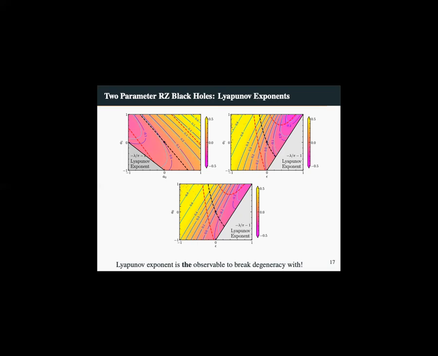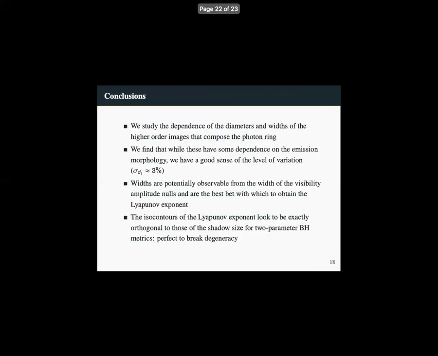And if you look at the angle between the shadow size and the Lyapunov exponent, this exactly breaks the degeneracy. So if we were to measure the Lyapunov exponent, we'd actually isolate the space-time parameters, the space-time geometry, exactly. Not just a deviation from Schwarzschild, but we would actually be able to say that this is what the space-time is. Of course, this holds only for two-parameter black holes, because we will still have just two numbers, the shadow size and the Lyapunov exponent. But in principle, this is something really exciting that we could do with the ngEHT. And I'll just leave my conclusion on that. Sorry for going over time.